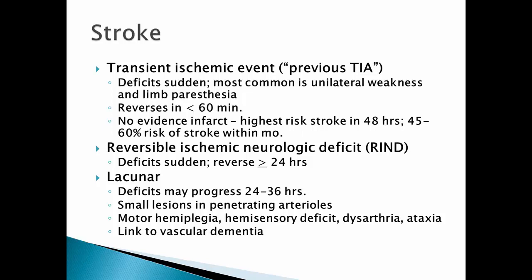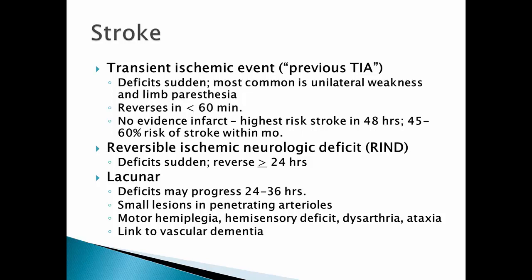And what's important about this transient event is that it reverses quickly, and by quickly we mean in less than 60 minutes. That's why this is so easy to brush off. If you image the brain, there is no evidence of infarct, and that's important. However, we know that it's critical that someone who has a transient ischemic event, even though it goes away, be evaluated because there's a very high stroke risk with transient events.